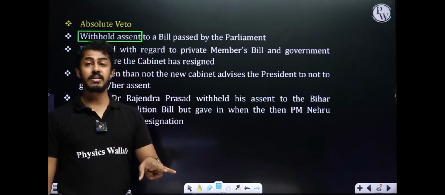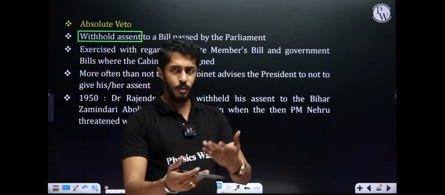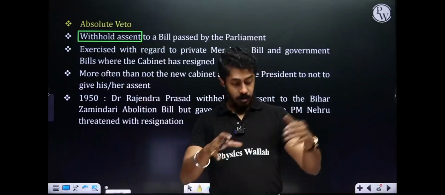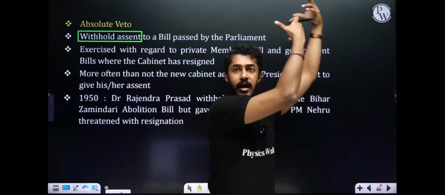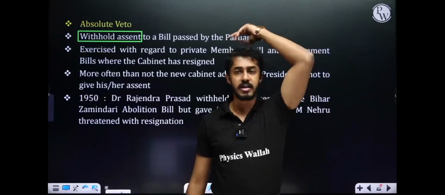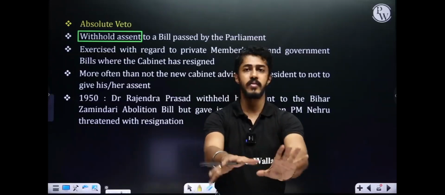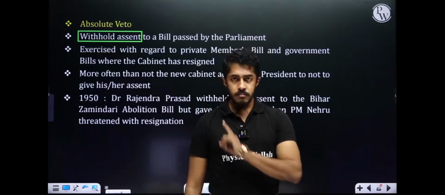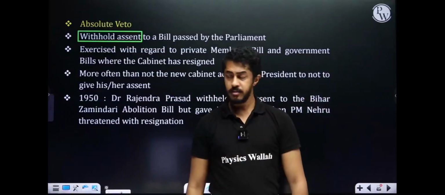First thing. Second thing, cabinet has resigned. Cabinet has resigned means what? They are no more in power. Bill got passed. Bill reached the president. When the president is about to sign his seal, the government itself is no more there. Government lost its majority. Government has changed. President will be like, okay, let us wait. Let us not sign it. That is withholding the assent.